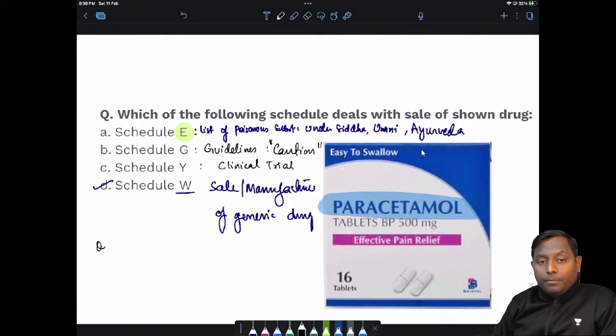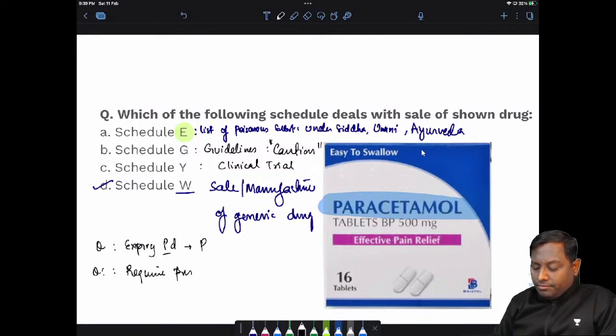Now, do you know that for the expiry period of a drug, which schedule is going to deal with it? P for period, expiry period? Then all the drug that require prescription of this particular schedule says that this drug require prescription of an RMP, prescription of a RMP.